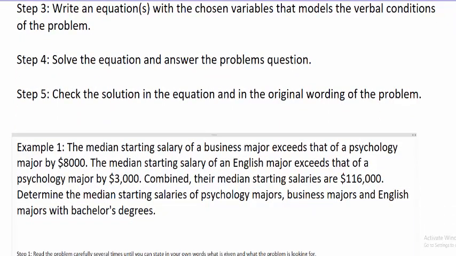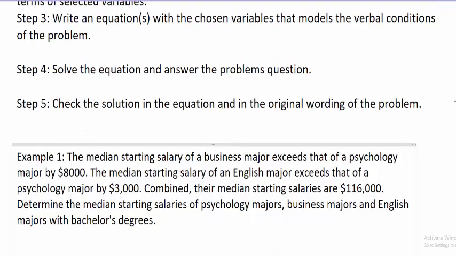So the first one is the median, which essentially means middle, starting salary for a business major exceeds that of a psychology major by $8,000. The median starting salary for an English major exceeds that of a psychology major by $3,000. And combined, their median starting salaries are $116,000. Determine the median starting salary for a psychology major, business major, and English majors with bachelor's degrees.